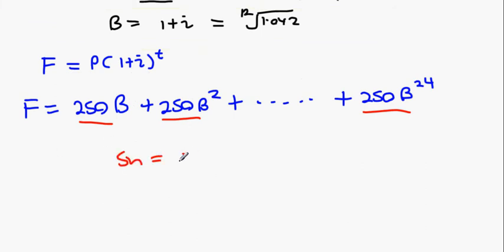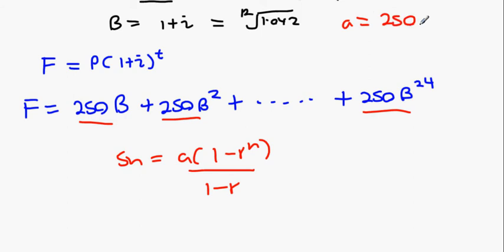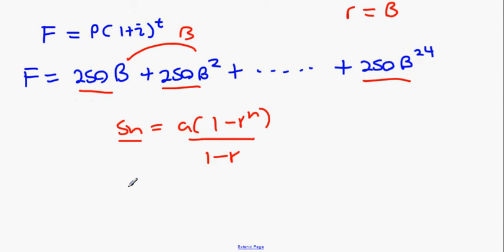So we're going to use Sn equals a times 1 minus r to the n, all over 1 minus r. Now, our a value is 250B, and our r value, as you can see, goes up by B each time. Now we've got to find out what Sn is. So Sn is going to equal 250B into 1 minus B to the power 24, since there are 24 installments, all over 1 minus B.